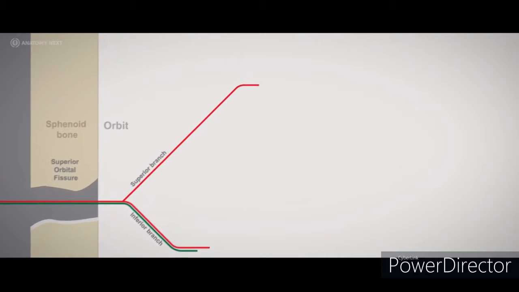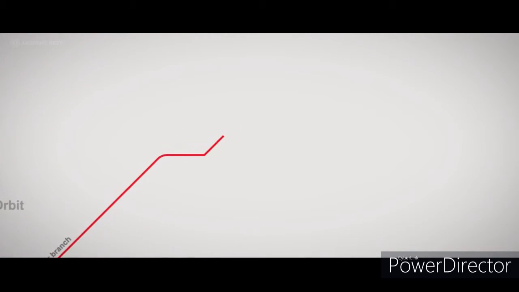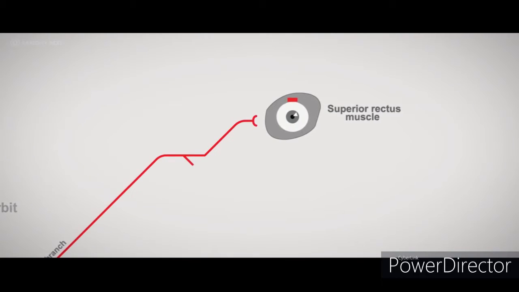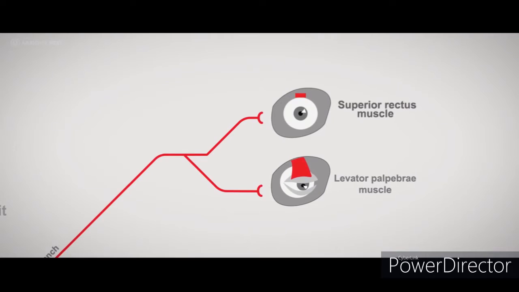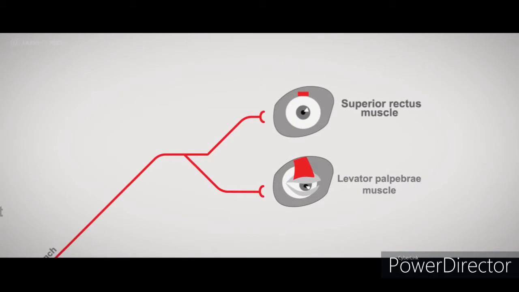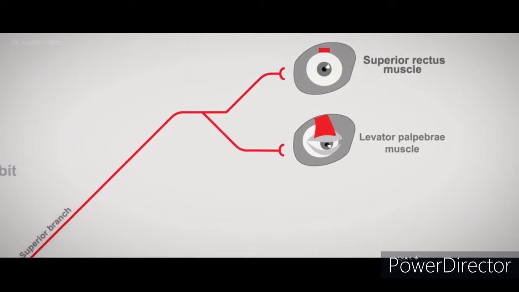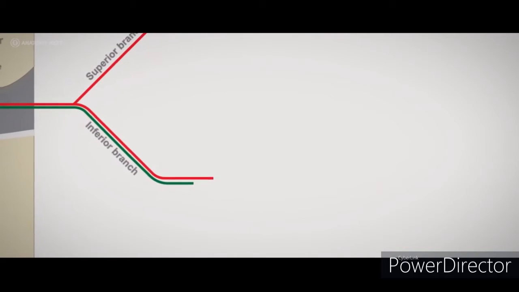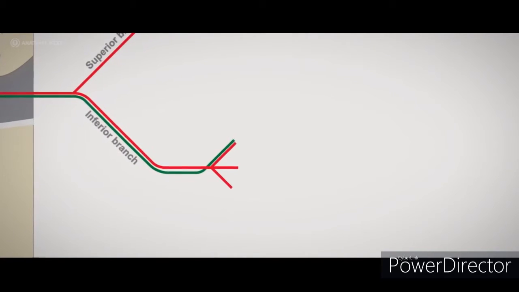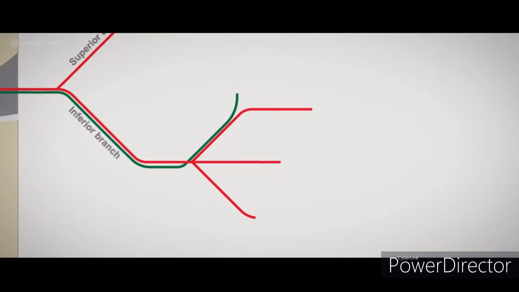The superior division passes above the optic nerve to supply the superior rectus muscle. This superior division also gives off a branch that innervates the levator palpebrae superioris muscle, so we can say that this division only contains motor fibers. Now the inferior division is the one that carries the preganglionic parasympathetic fibers along with the motor fibers. This division separates into medial, central, and lateral branches.